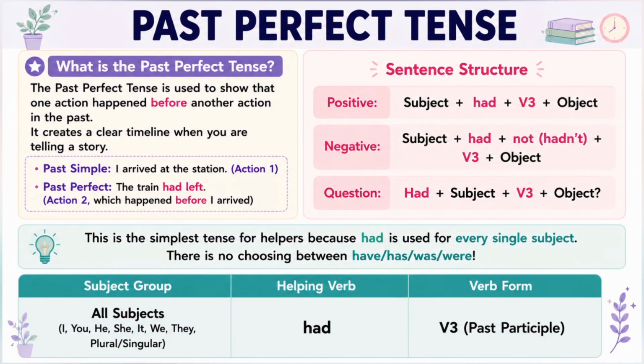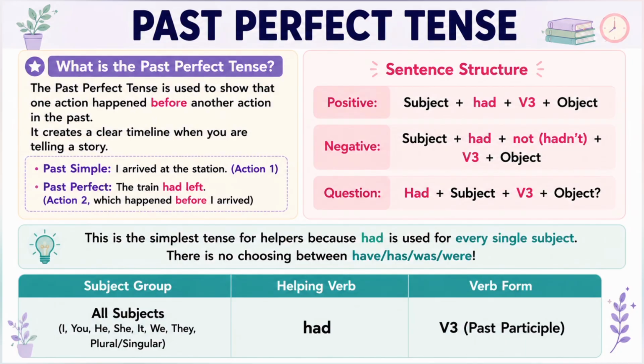Look at this example. Past simple. I arrived at the station. This is action 1. Past perfect. The train had left. This is action 2, and it happened before I arrived. So, the past perfect helps us show which action happened first.